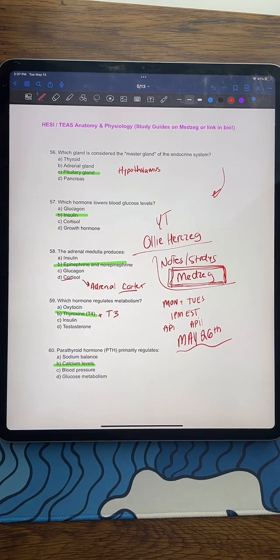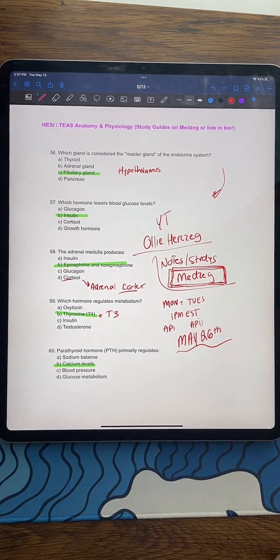Wanted to step in and say I passed the TEAS exam a couple weeks ago. You were a huge help. Thank you so much, Meg. Congratulations. That's awesome. Thanks for letting me know that you passed. I'm definitely proud of you. I hope you're proud of yourself too, Meg.